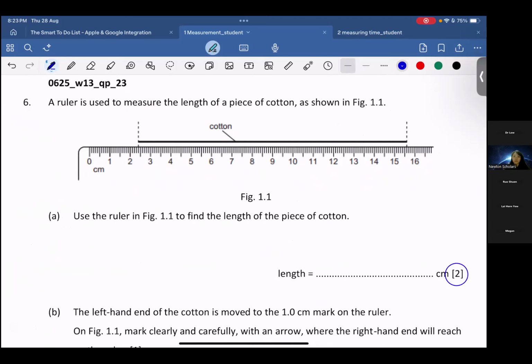If it is 2 marks, although it's a very simple question, you look at it, you press your calculator, you will get the answer, but you have to show the working steps because it is showing 2 marks. So do not skip any working step. 15.6 minus 2.4, so you will get 13.2 cm. 2 to 3 significant figures, so here we are using 3 significant figures.